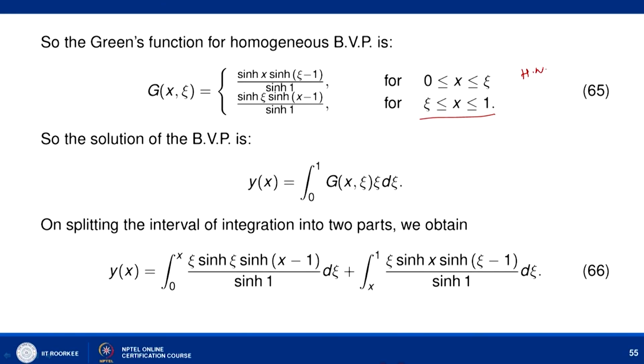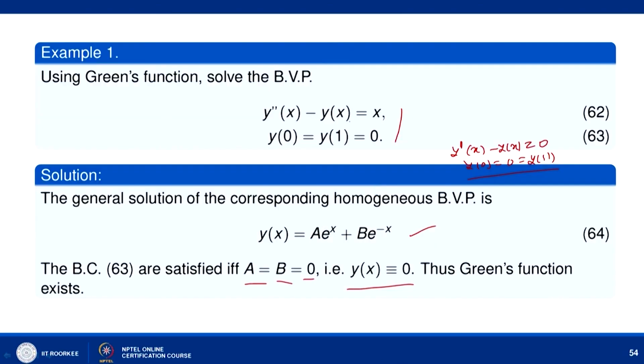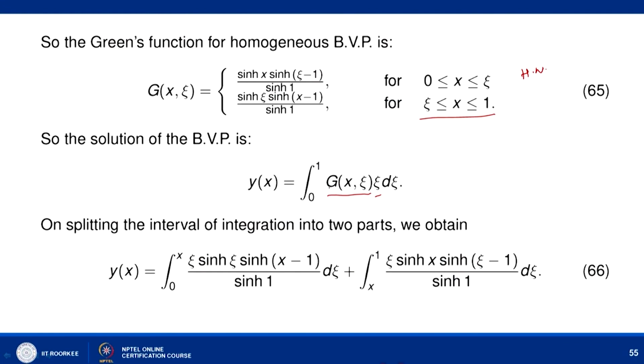and the solution of the boundary value problem is given by y(x) equal to integral 0 to 1 G(x, xi) f(xi) d xi. f(x) is basically x here, so f(xi) is equal to xi. So integral 0 to 1 G(x, xi) xi d xi. Now G(x, xi) is known to you and xi is also given, so you can write down this integration into two parts, 0 to x and x to 1.